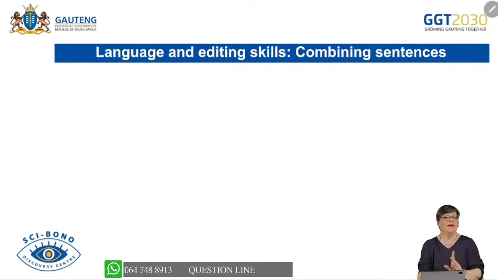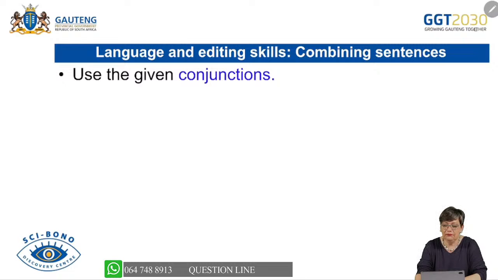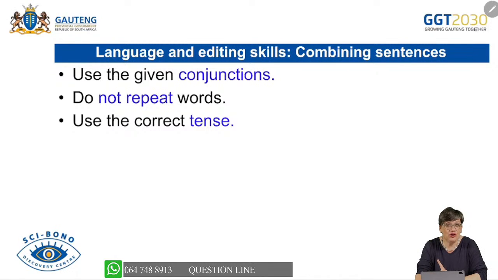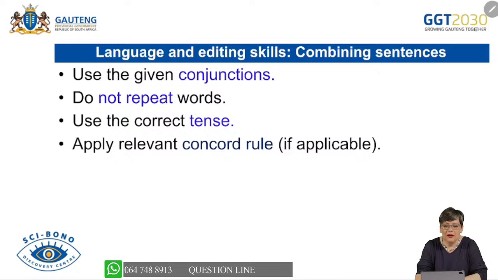So, another question we love asking is to combine two sentences. Now, usually the conjunction is given to you, but be careful. Don't repeat words. So if there are words that are repeated in both sentences, don't repeat them. Make sure you've got the correct tense and always look at that concord rule. So, do you want to try it? Here's your sentence. Let's see.